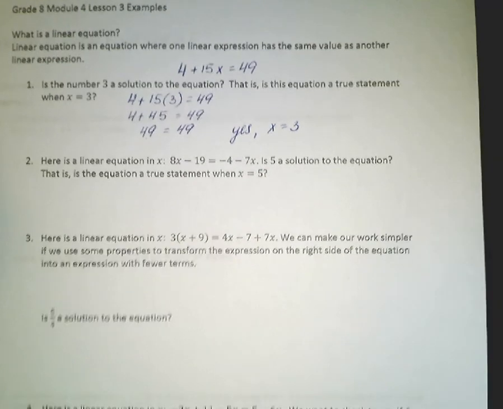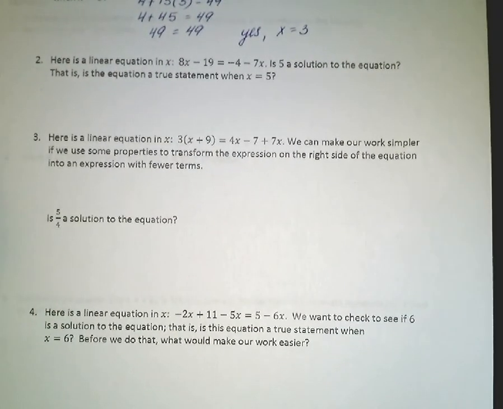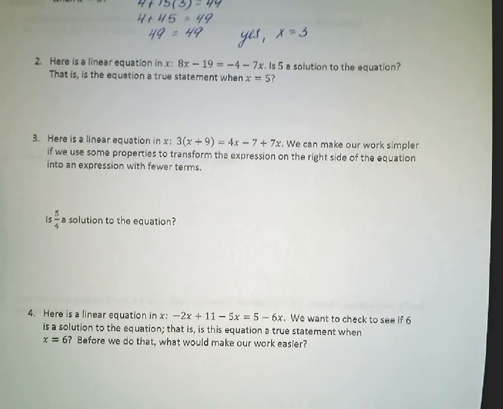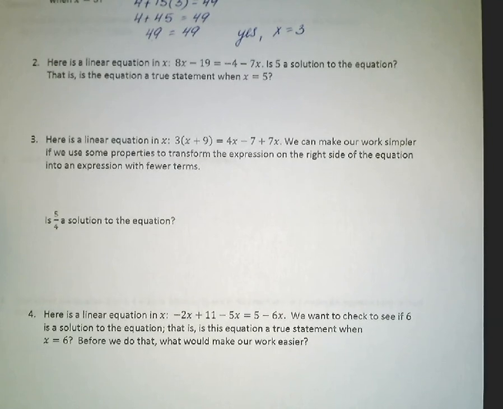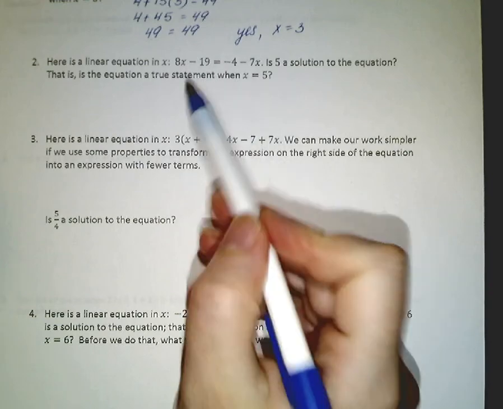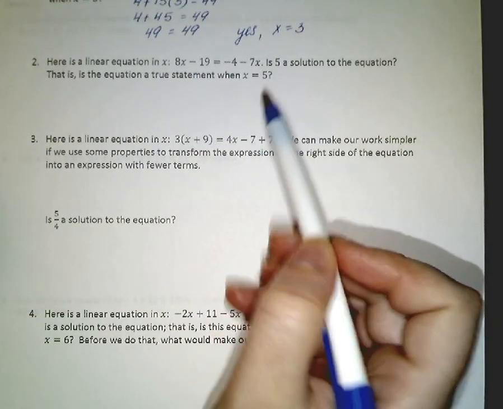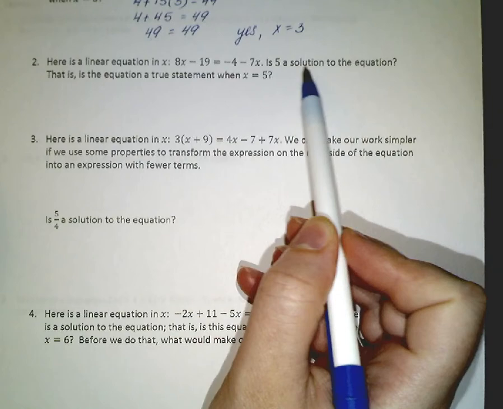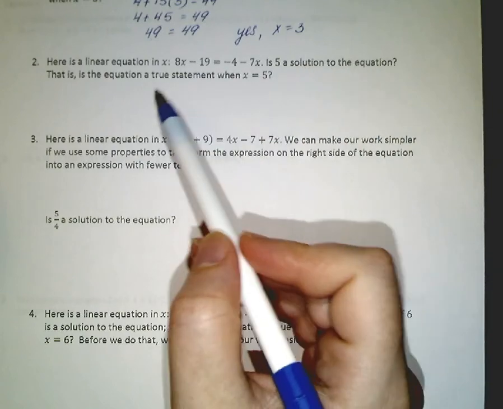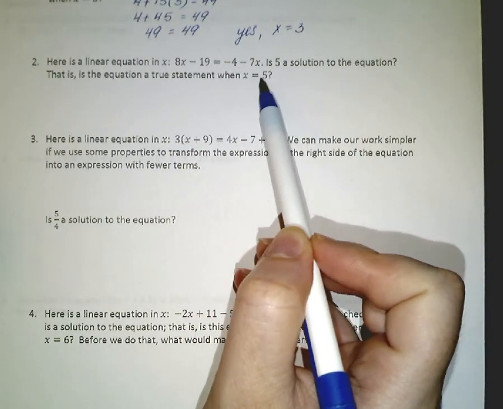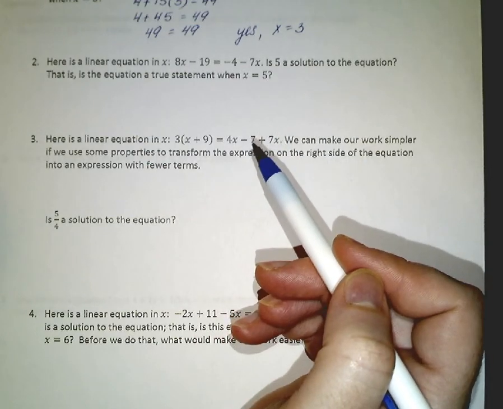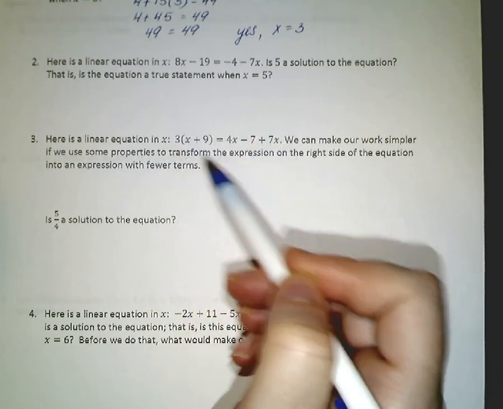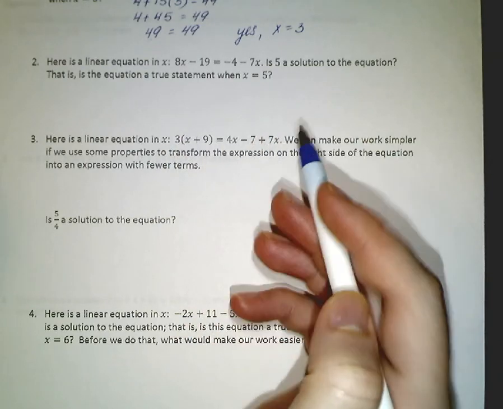Okay. Number 2, here's a linear equation in x. 8x minus 19 equals negative 4 minus 7x. This is an equation that you haven't seen before. We have variables on both sides. We have x here and we have x here. The question is, is 5 a solution to this equation? That is, is the equation a true statement when x equals 5? We are going to do the same way. We are going to substitute 5 instead of our x in all cases and then simplify.